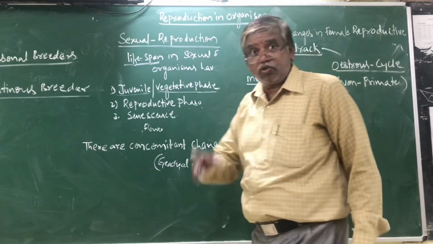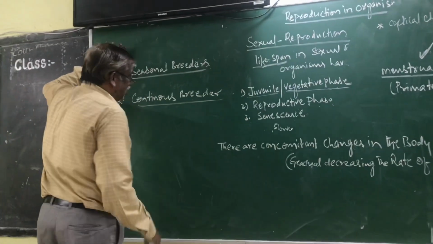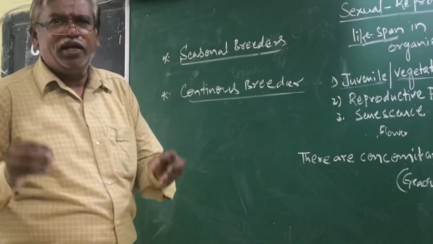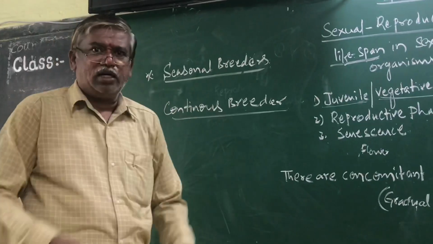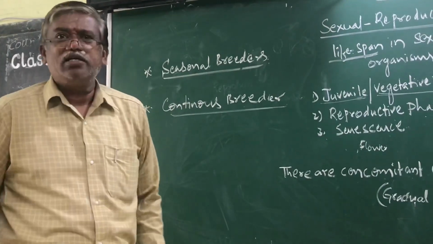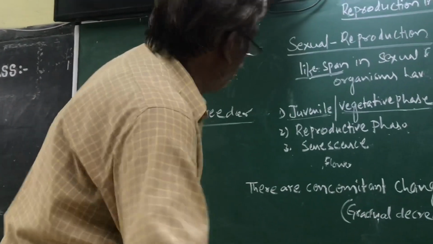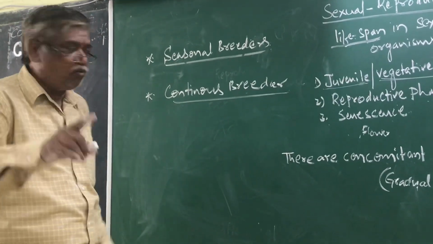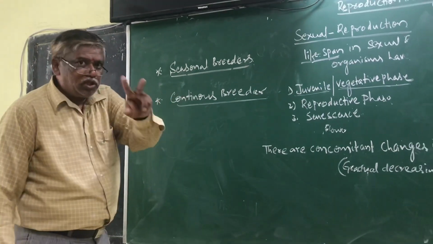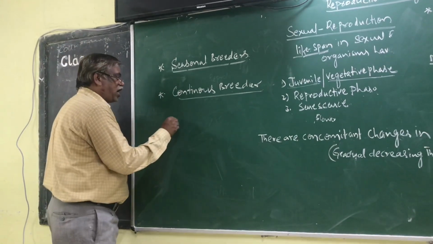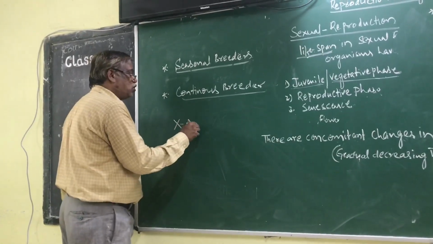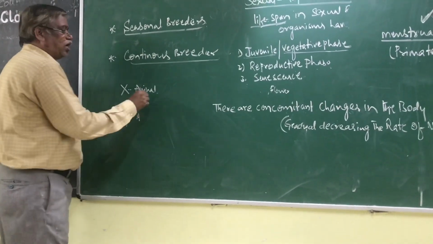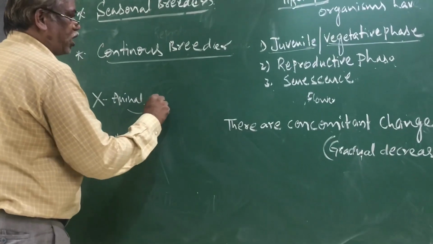Now come to another three important words: seasonal breeder and continuous breeder. Breeding means sexual mating. Now what is seasonal breeding? What is continuous breeding? For your understanding, I am taking two examples. One is animal X, another is animal Y. It is entering a reproductive phase.